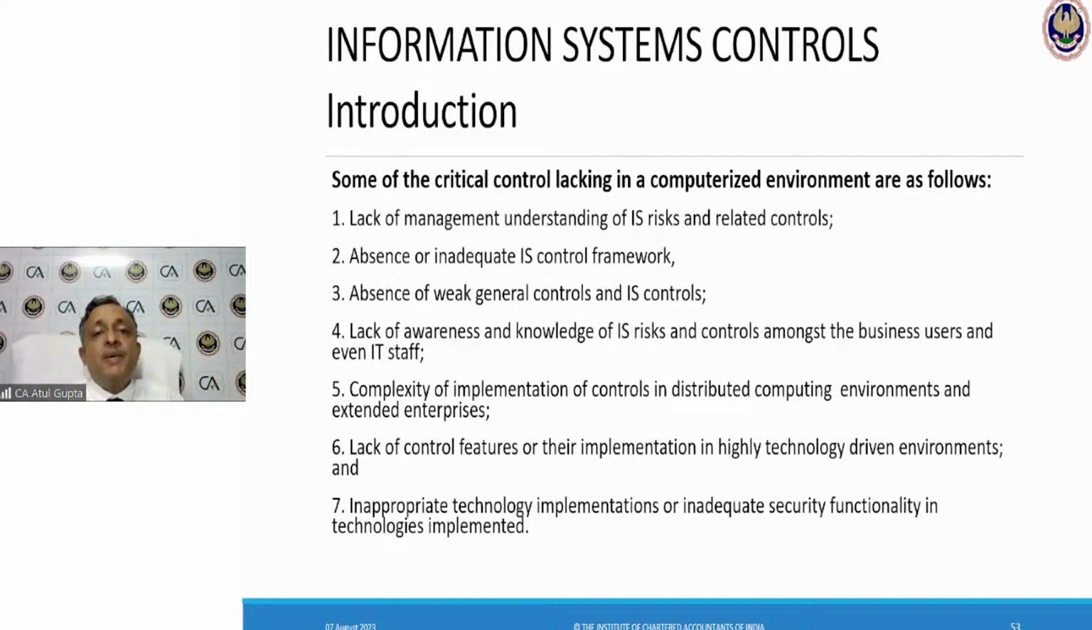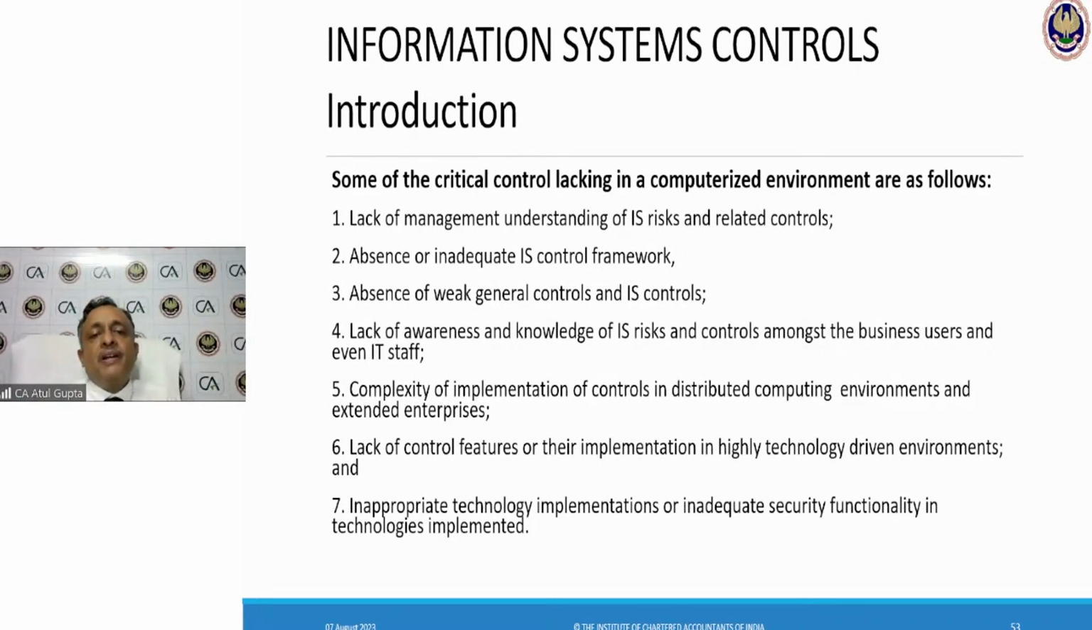So lack of management understanding of risk and related controls. So even when an organization puts in place controls, due to management not understanding the intensity of risk, that much control is not there. Then even if controls are there, it is inadequate. Absence or inadequate information system controls put in place. Absence or weak general controls, or that 'or' has to be read as 'or', weak general controls and information system controls. So controls are there, but they are not strong controls. They have to be good controls.